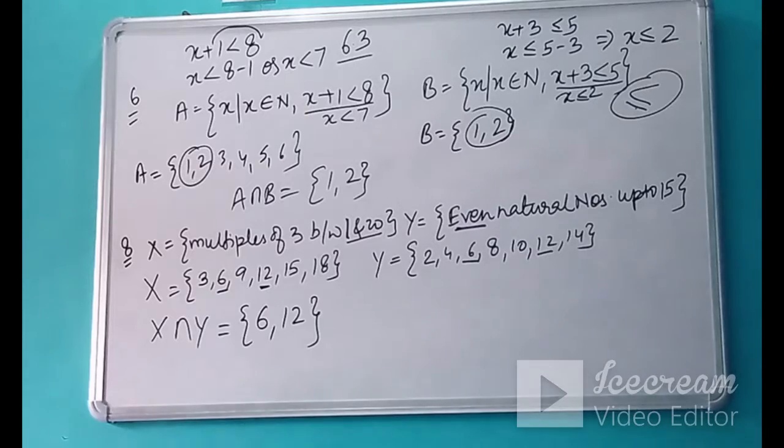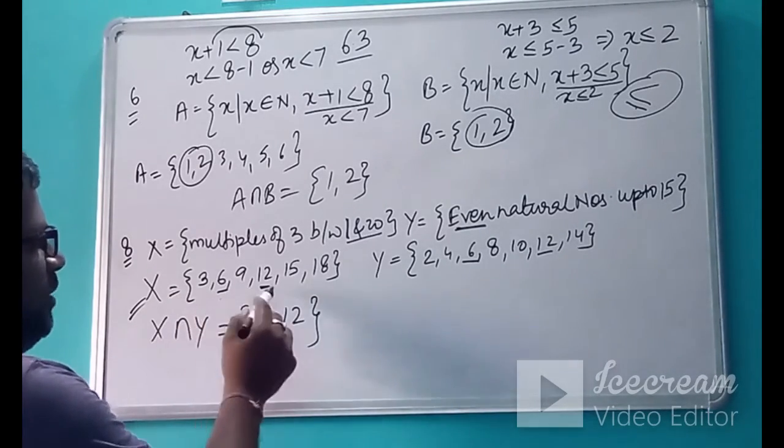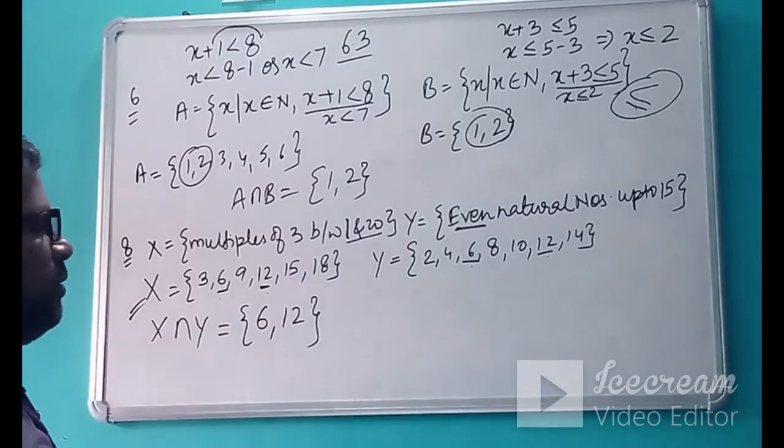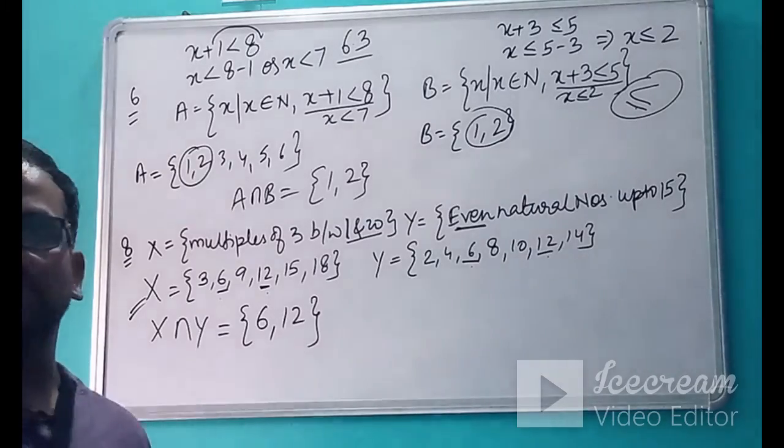First convert the set into the roster form. Then check the common elements, like these are there. Then you just write the common elements between the two sets to find the intersection of two sets.